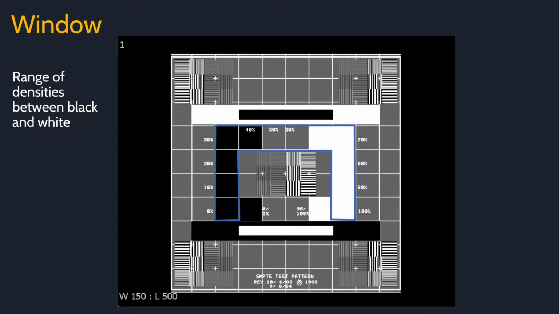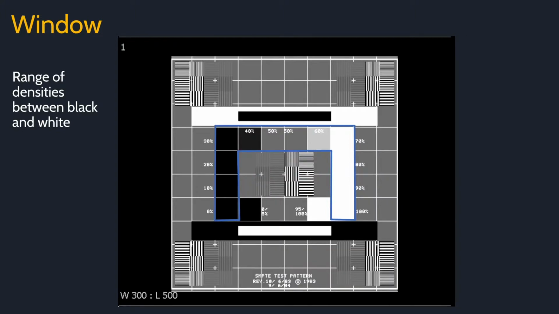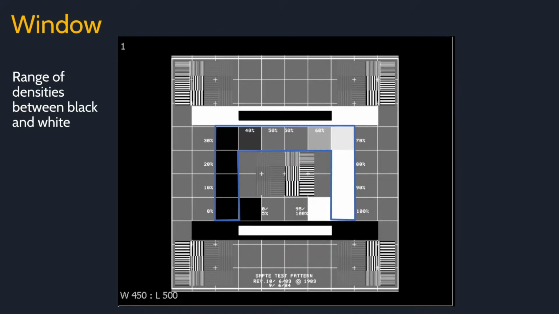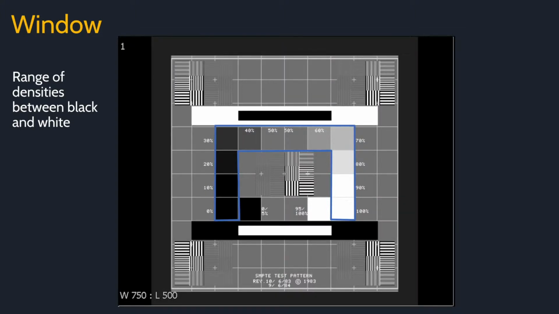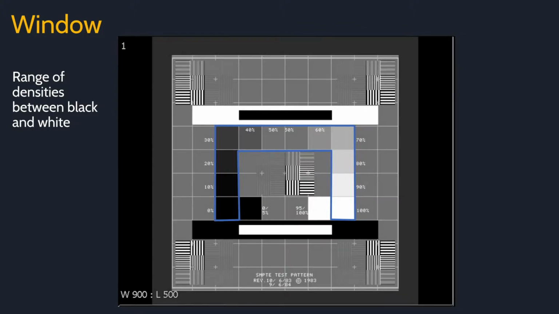Initially, the window is narrow, so everything on either side of the center is either black or white. As we widen the window, the differences in density in the middle of that range become more visually apparent. As we continue to widen the window, we can distinguish more densities in the range, but the density differences between each adjacent density are less apparent.